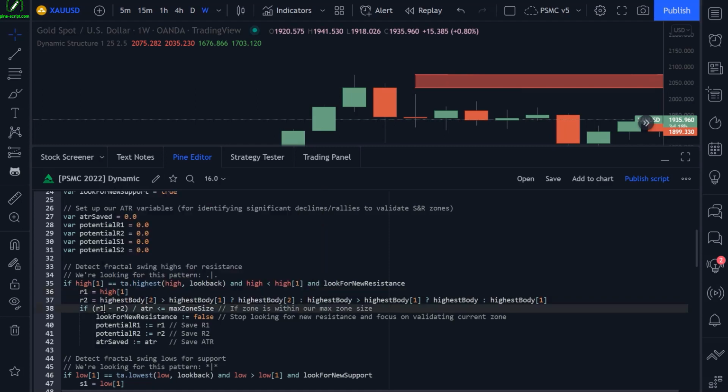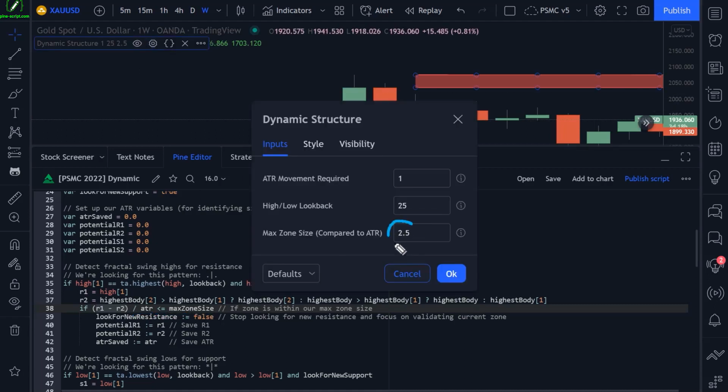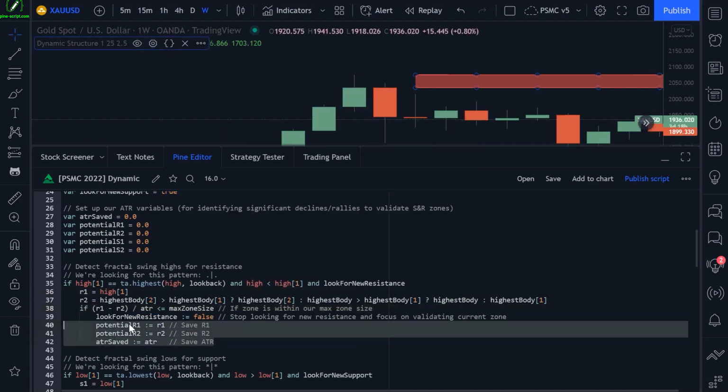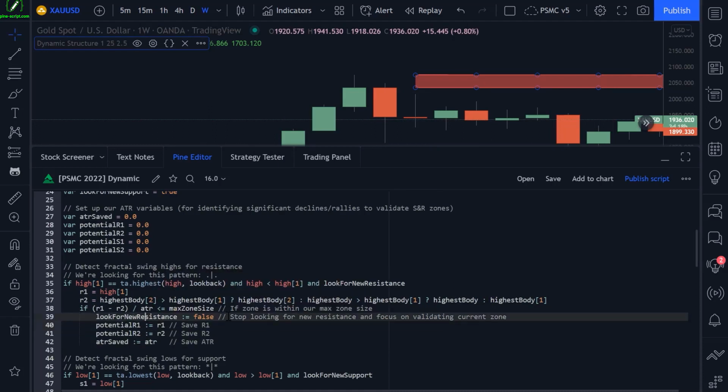And if the distance in pips between our R1, our wick, and our highest body, divided by the current ATR, is less than or equal to our maximum zone size, then we save our potential R1. So we stop looking for a new resistance zone and start focusing on validating the current detected zone. We save our wick, we save our highest body, and we save the current ATR.